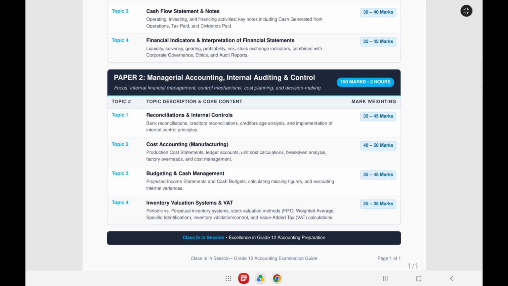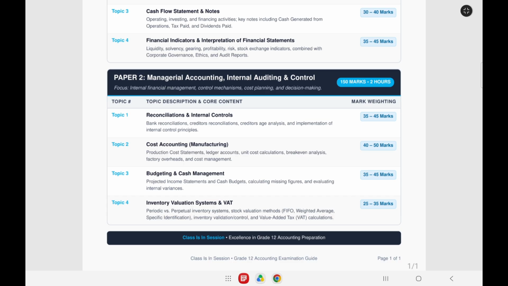Topic 3, we have budgeting and cash management. We have the projected income statement, cash budgets, calculating missing figures, and evaluating internal variances. Topic 4, we have inventory valuation systems as well as VAT. It's worth 25 to 35 marks. It could be 40 as well, it just depends.